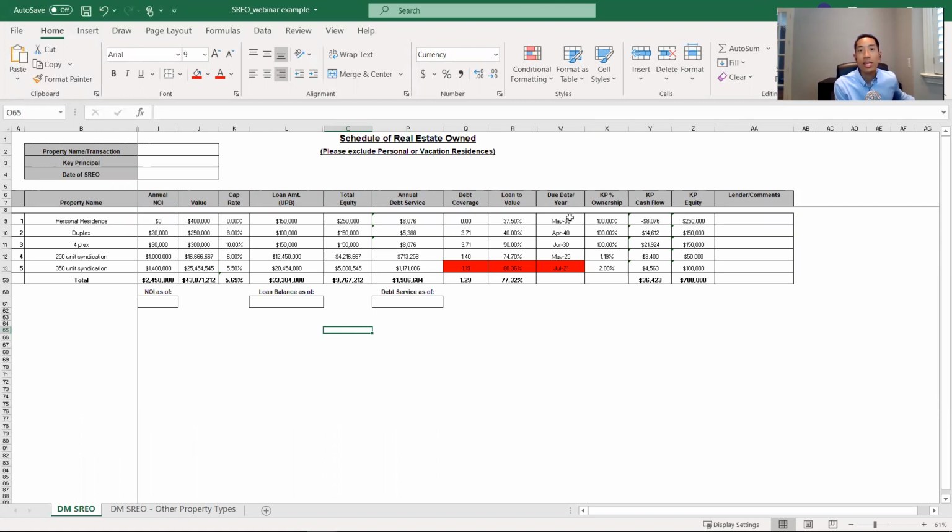This is what typically, on the first cut, people will ask for: your personal financial statement. And then once you get into the underwriting, they're going to ask for a schedule of real estate, which is a lot more detailed. So here I filled out just sample one, and we're going to go through these in more detail. It's really just your NOI, the value of the property, the cap rate, the loan amount against the property, your total equity, debt service, debt coverage, loan to value, maturity date, and then your ownership, and that's going to calculate your key principal equity.